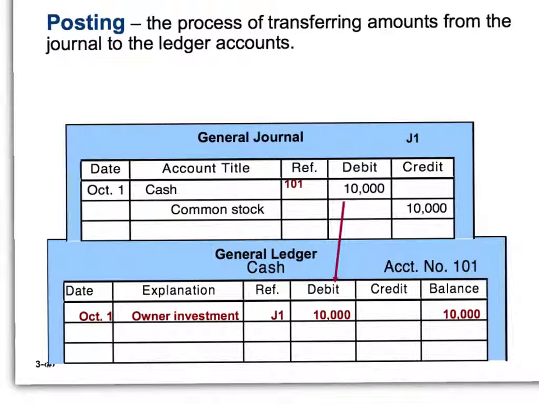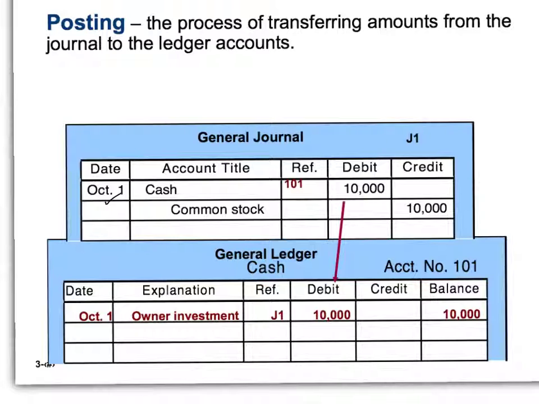Okay, now we're going to illustrate the process of transferring the amounts from the journal to the ledger accounts. Now we introduced the general journal before. Let's assume we had a transaction where the company sold stock for $10,000 cash to investors. The date was October 1st.